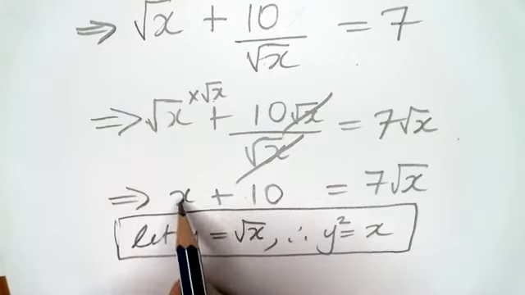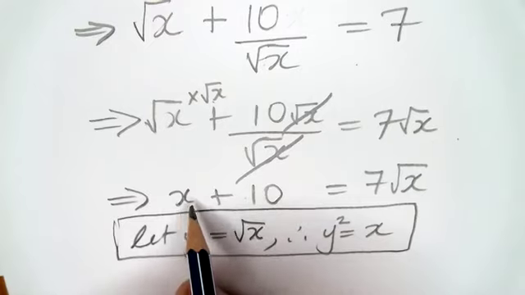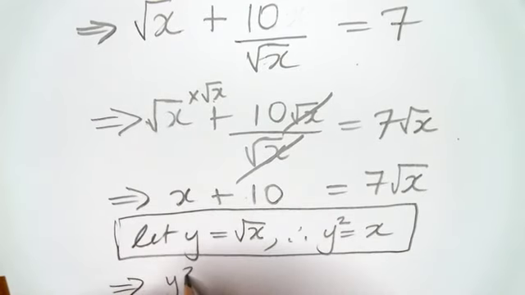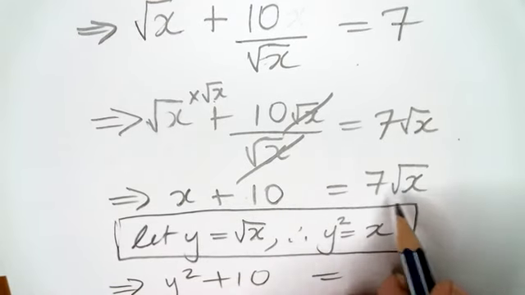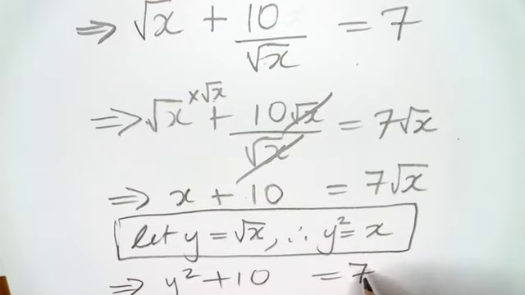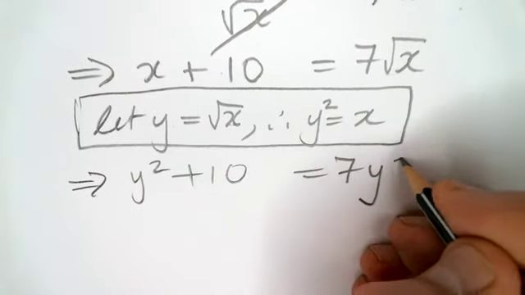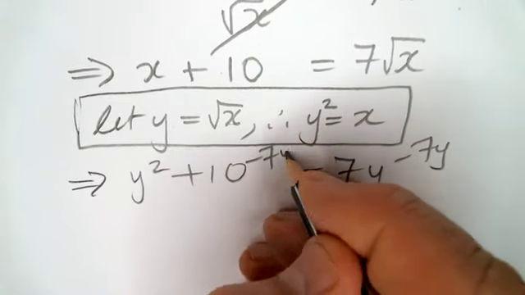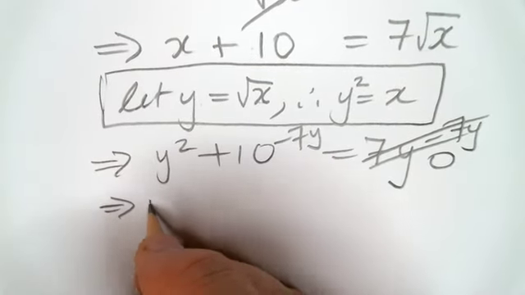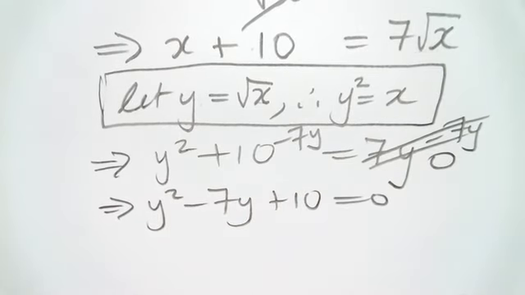So now let's restate this equation in terms of y instead of x. Here's an x, and I know that x is equal to y squared, so that implies that y squared plus 10 is equal to 7 lots of, well, instead of a root x, I know that root x is equal to y, so 7y. Now, I want this to equal 0, so I'm going to subtract 7y from both sides. This now becomes a 0. So now that implies that I've got y squared minus 7y plus 10 is equal to 0.